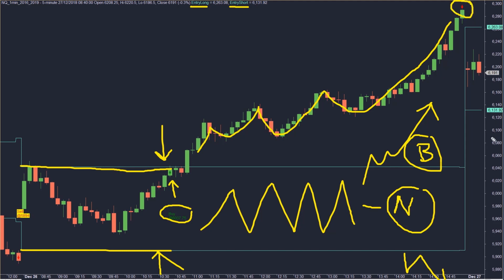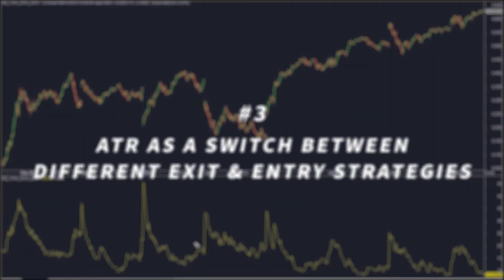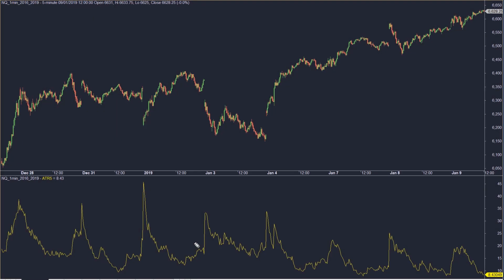The last method of using ATR I want to present in this video is to use ATR in a more discretionary way when trading manually. This method can be used in quite a few different ways. For example, it can be used to dynamically switch between different sizes of profit targets or an actual exit technique, but also in between actual trading strategies.